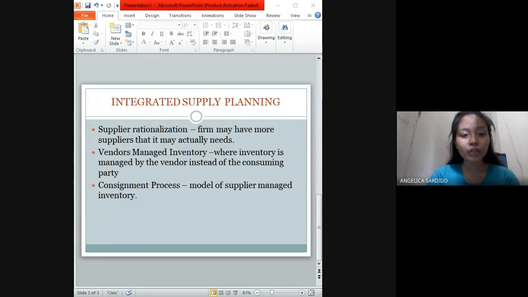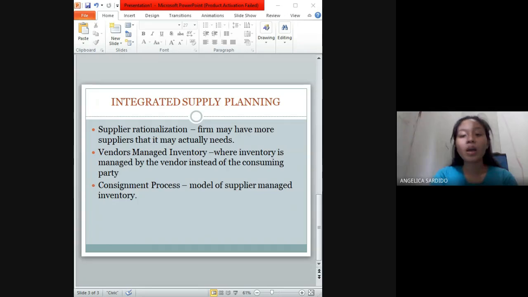First is supplier rationalization. A firm may have more suppliers than it actually needs. Supplier rationalization is also known as supply base reduction. It is a process of shrinking the supply base by reducing the number of active suppliers. The primary agenda of supplier rationalization is to streamline the organization's spend to fewer suppliers and drive better value from those relationships.